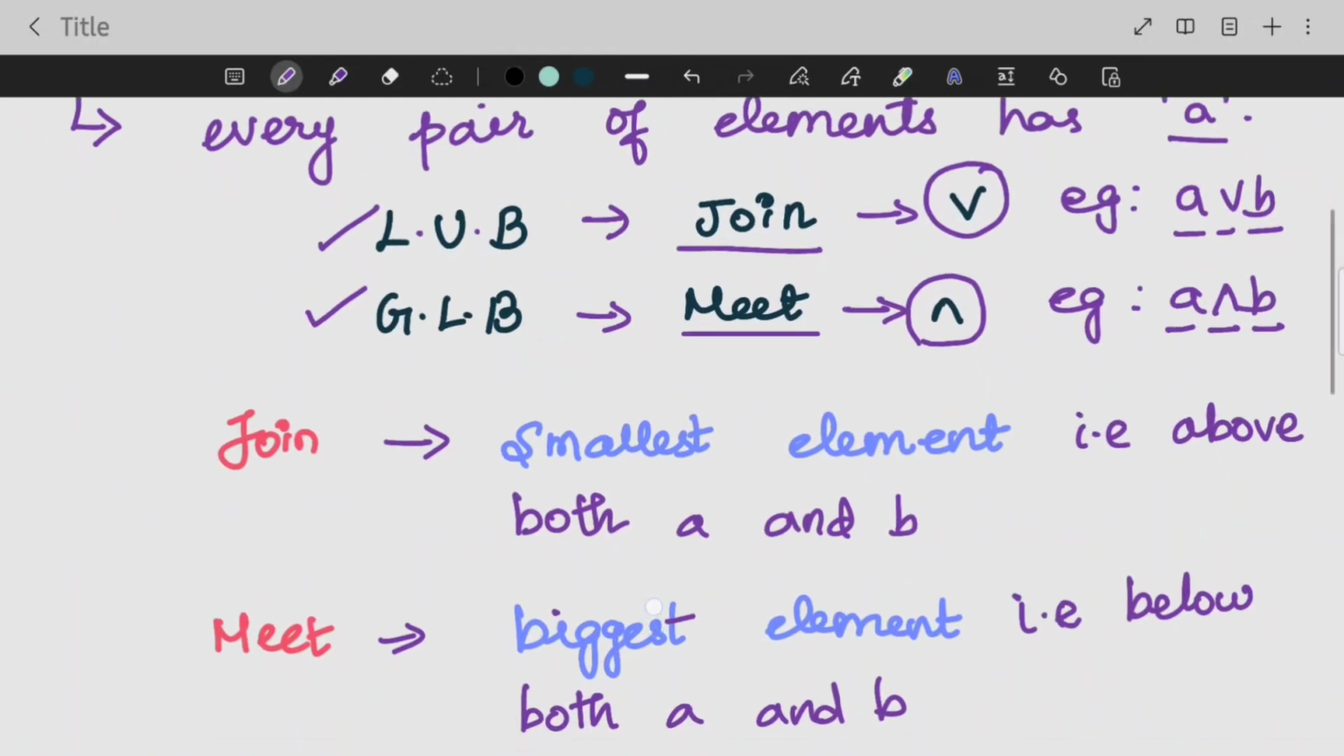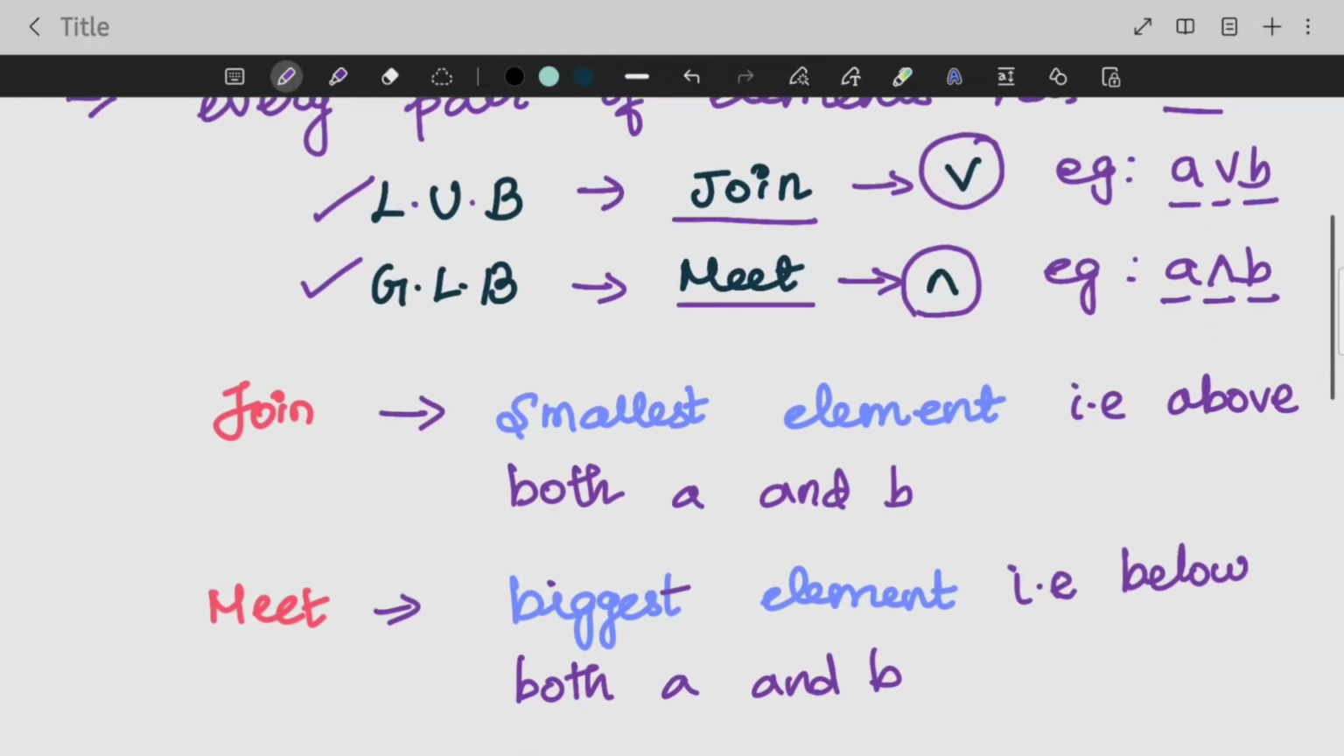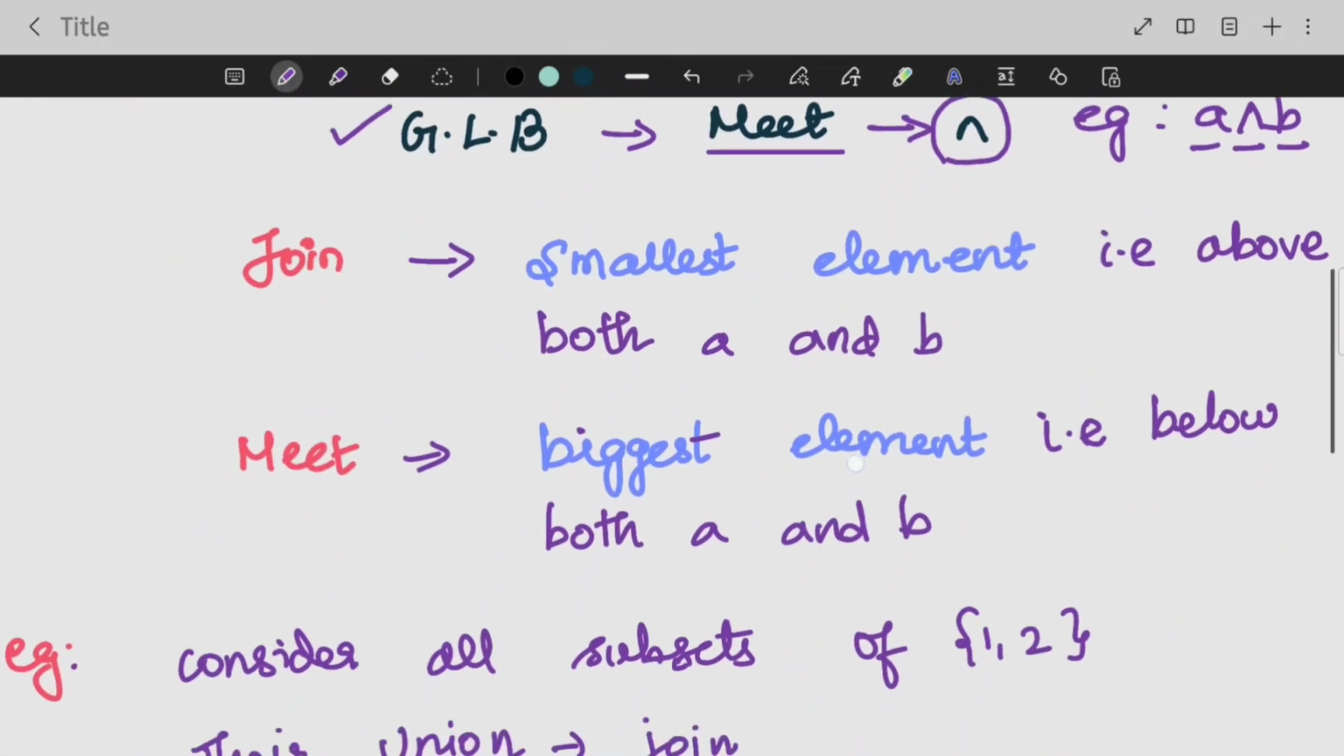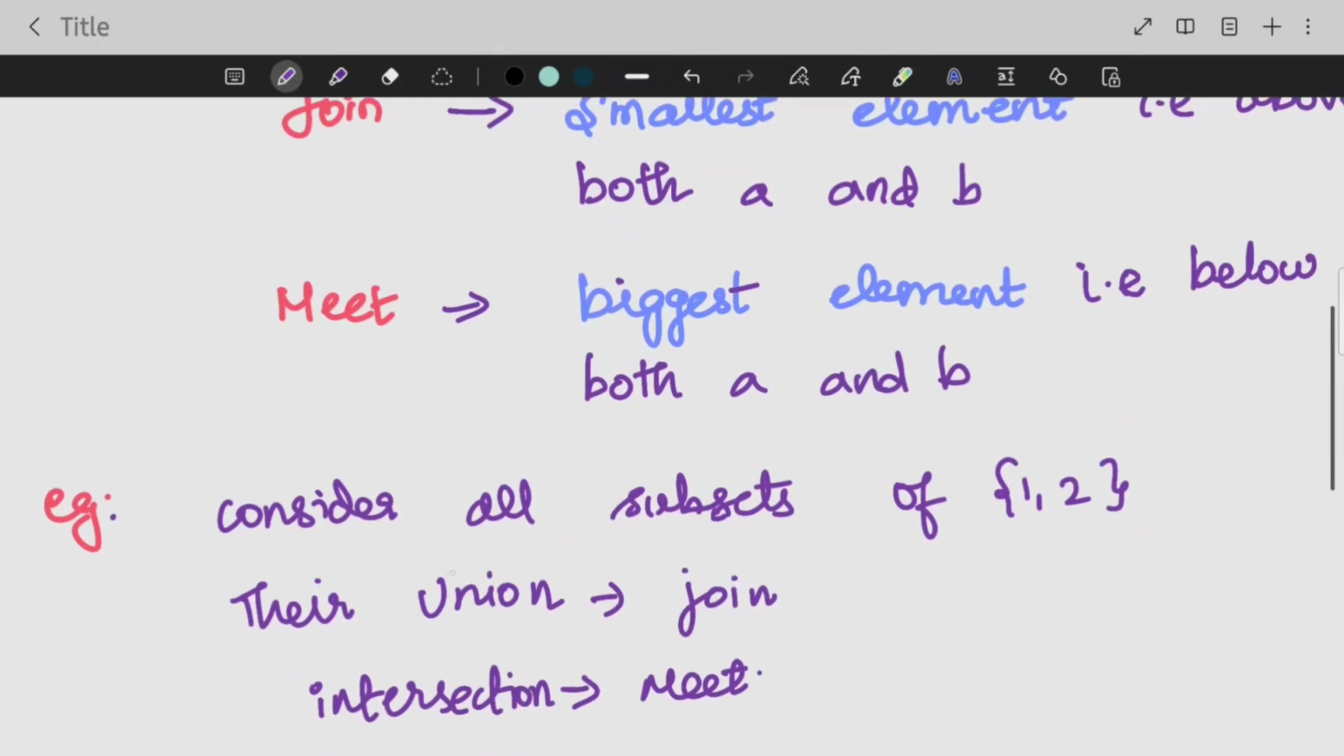Now let's see join and meet. Think of it like this: join is the smallest element that is above both a and b. Meet is the biggest element that is below a and b. For example, consider all the subsets of {1, 2}; their union is the join and their intersection is the meet.